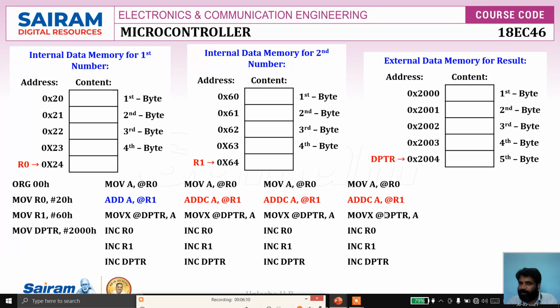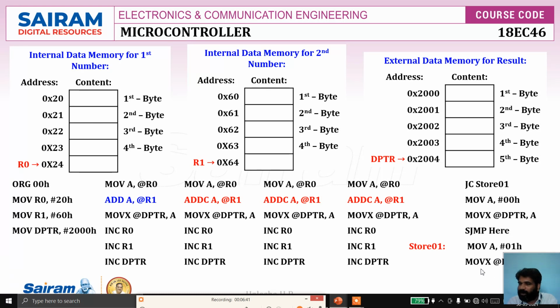If there is a carry from the addition of the most significant byte, then the result is 01, otherwise 00. So jump on carry, store 01. If no carry, copy 00H into A and store it into the location pointed by DPTR using instruction MOVX @DPTR, A. Then jump to the end. If it is carry, it will come to store 01. It stores the byte result 01 into accumulator and stores that into the location pointed by DPTR, and end of the program.